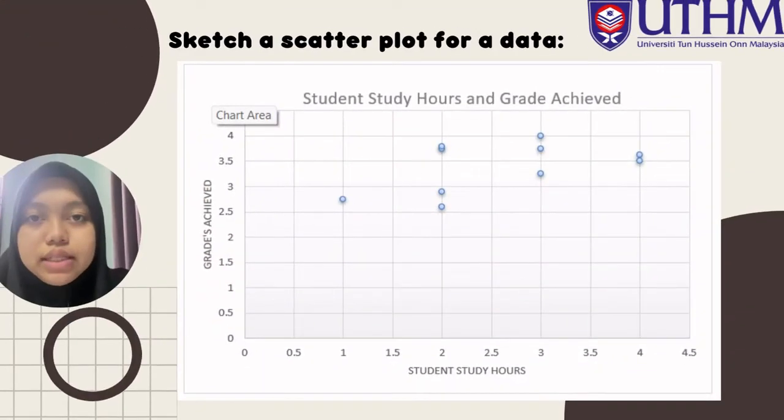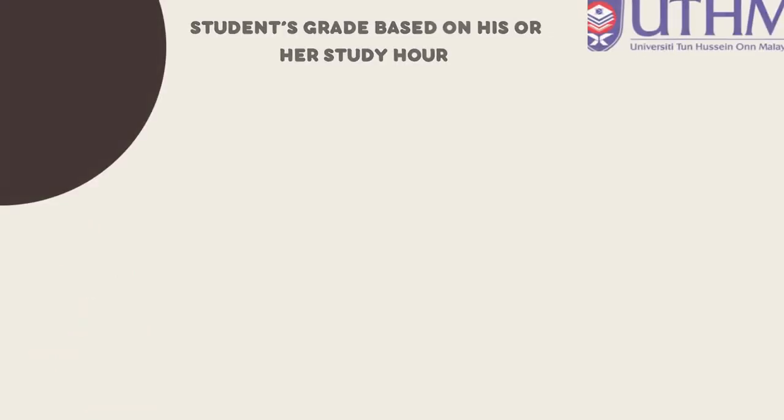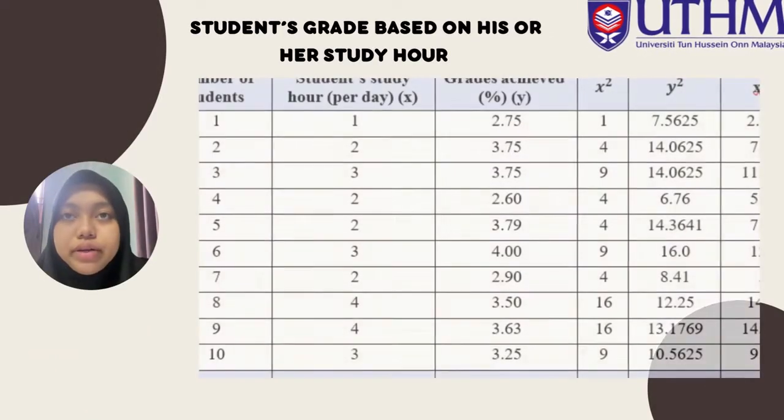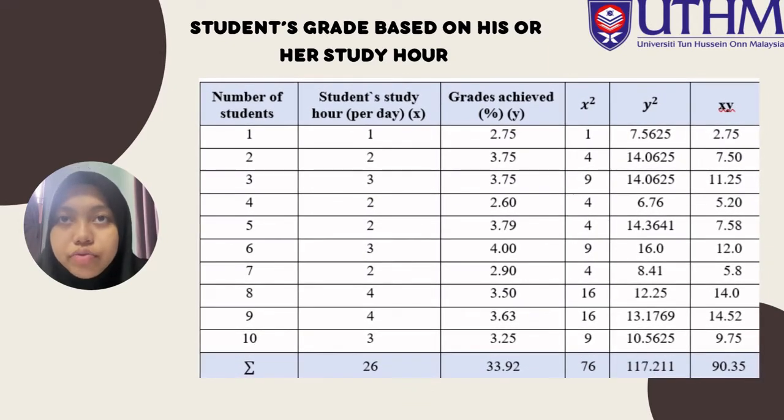After we represent it in the table, question A asks us to make a scatter plot graph. For the vertical axis, we plot the grades achieved, and for the horizontal axis, we plot the student study hours. Based on the plot, we see that the scatter plot shows a positive relationship. After the scatter plot, we have to find the equation of the least squares line that enables us to predict a student's grade based on his or her study hours.